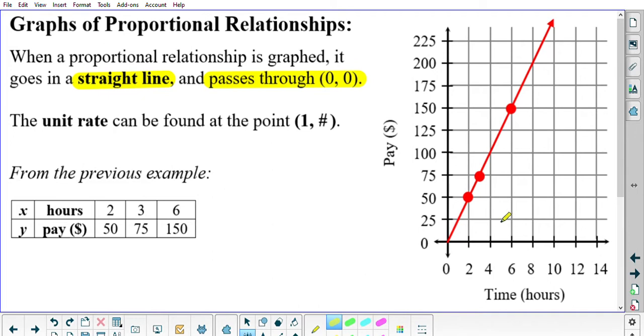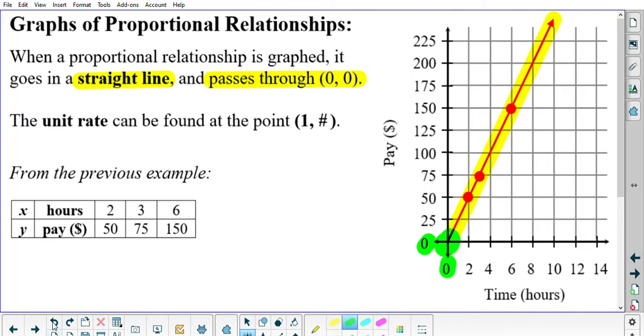And if you look at the example here from the same chart we were looking at earlier, if I would graph that chart and make 3 dots, those 3 dots would form a straight line. And if you extended that line, you would see it's going to pass through the origin, which is 0, 0. So this is what we're talking about here. Every single proportional relationship, when graphed, if you would connect those dots with a line, it would be a straight line, and it would pass through 0, 0.